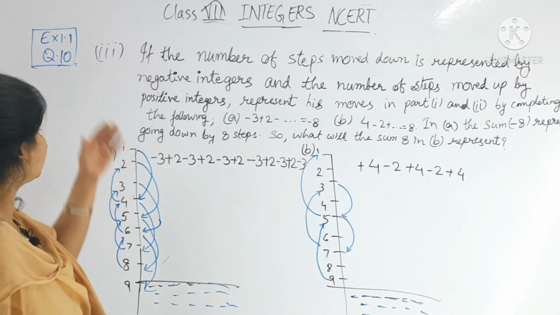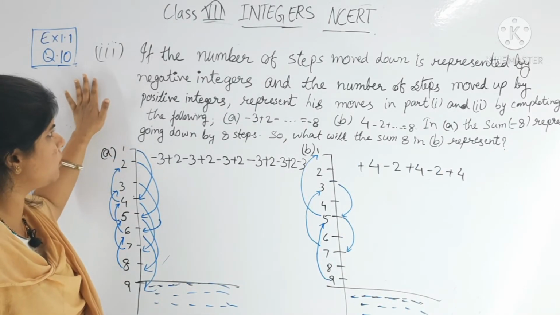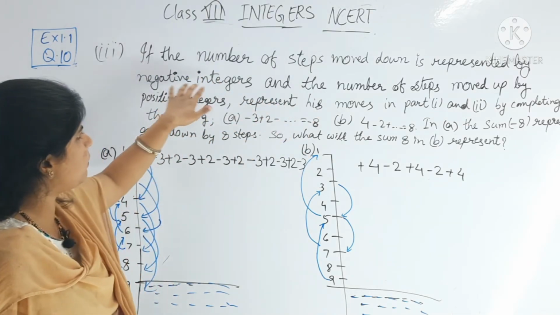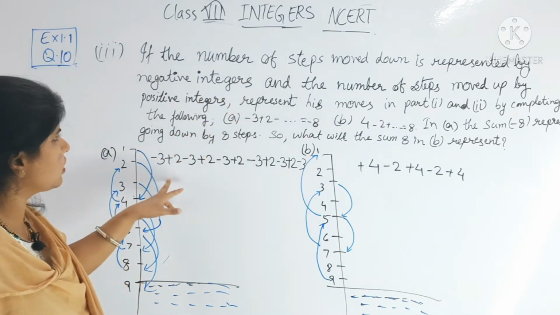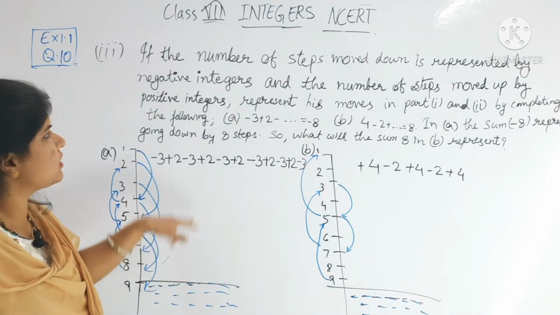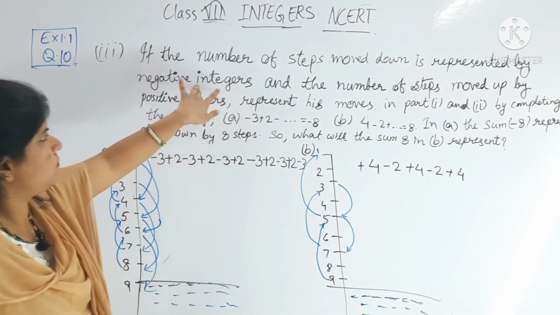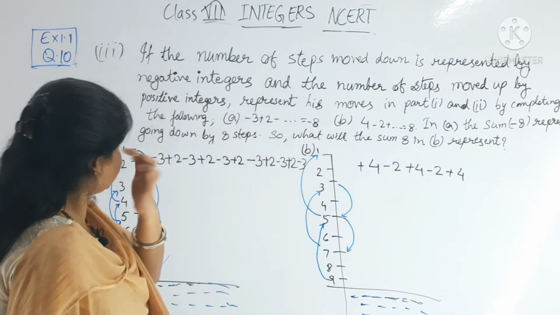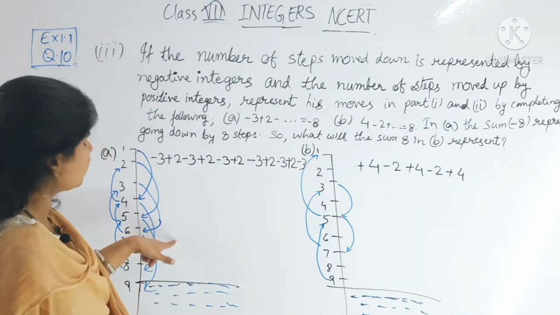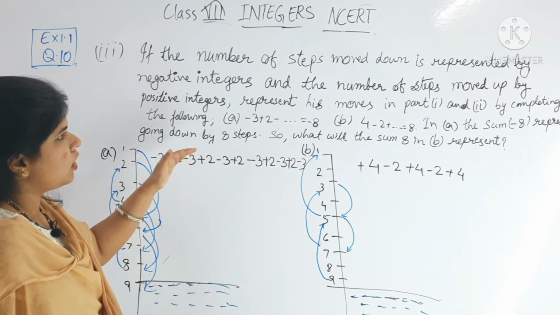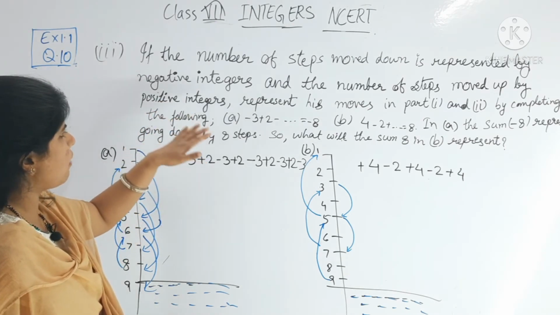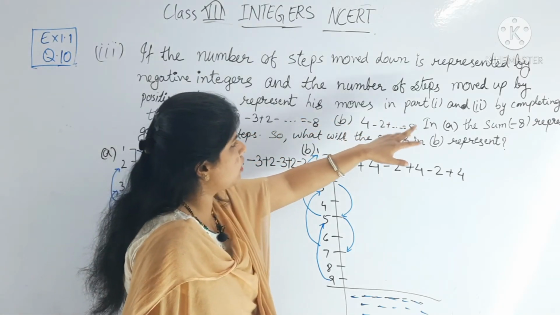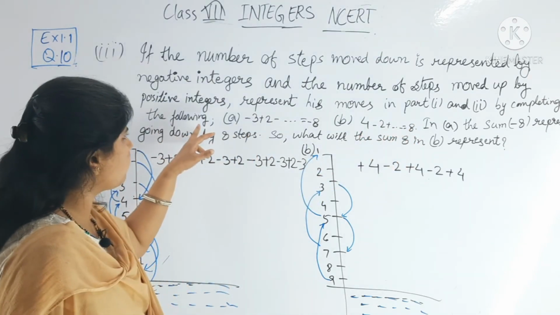Now let's move to the next part, that is the third part of question number 10. What it is saying: if the number of steps moved down is represented by a negative integer, when the monkey moves steps down, that is represented by negative integers. And the number of steps moved up by positive integers, means when the monkey moves steps up, we have to represent it with a positive integer. Write his moves in part 1 and 2 by completing the following.